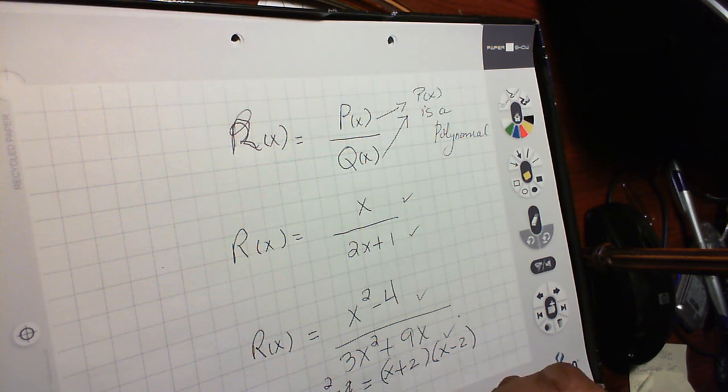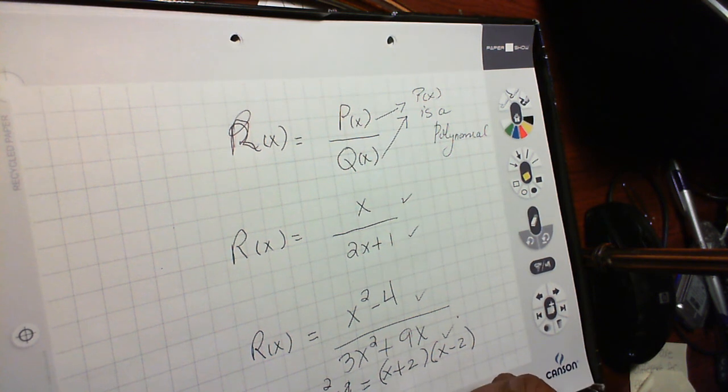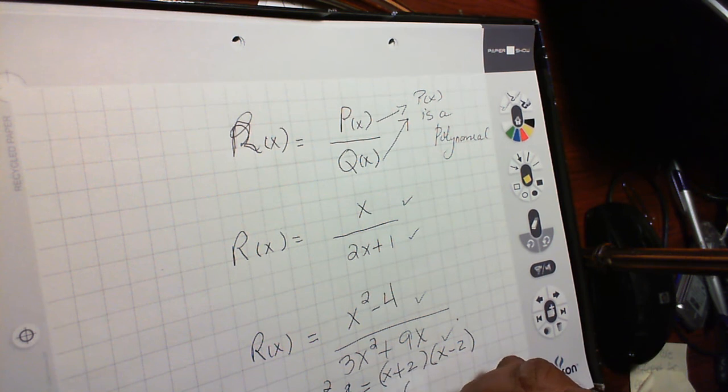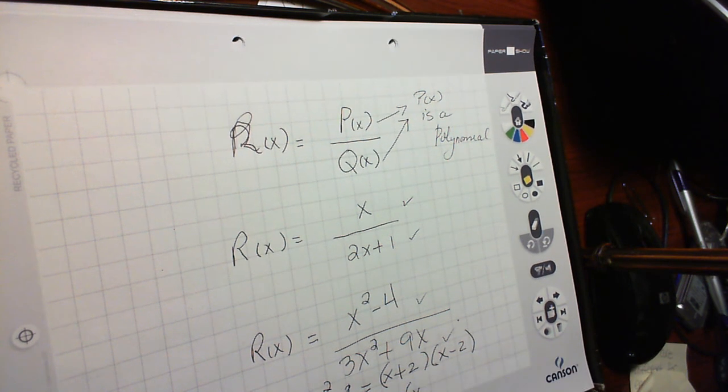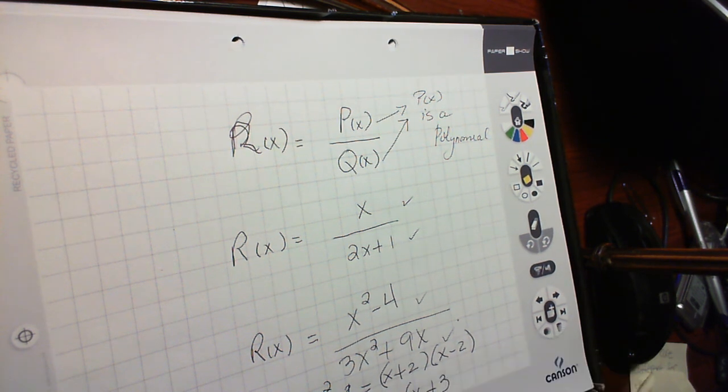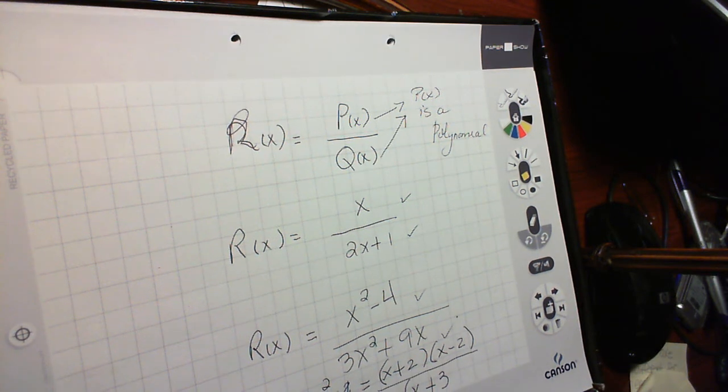Here we can factor out a 3x. Looking at those two terms, we have 3x in common. So 3x times x is 3x squared, plus 3x times 3 is 9x. Okay, so the denominator is 3x times x plus 3. Let's write this as a division.